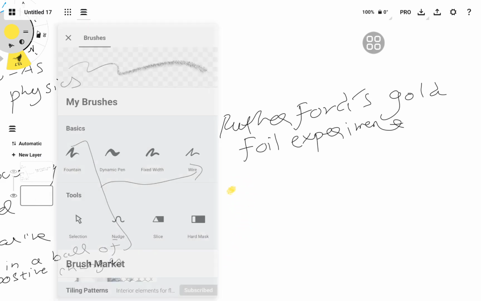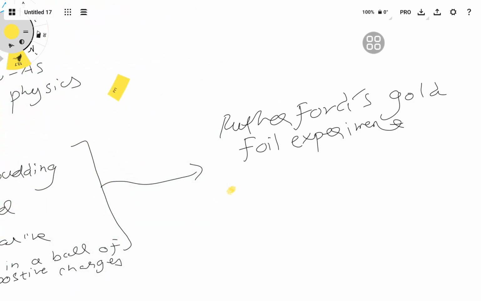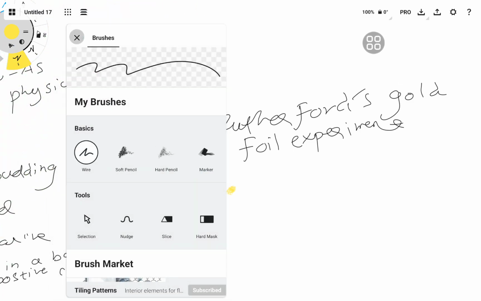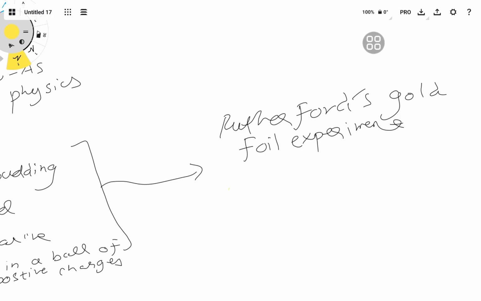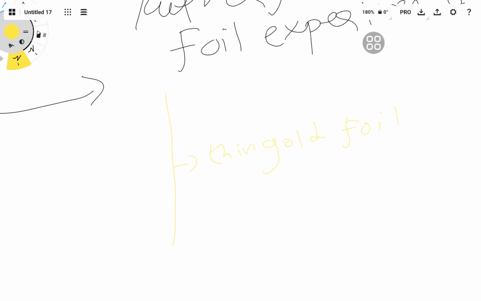Let's make it a bit thinner to represent it properly. Let's use another tool. Gold foil. So basically a thin gold foil was used. Alpha particles, we'll discuss later what alpha particles actually are. So let's just assume these hit this.